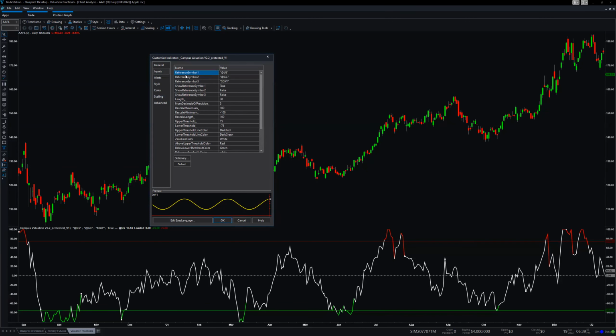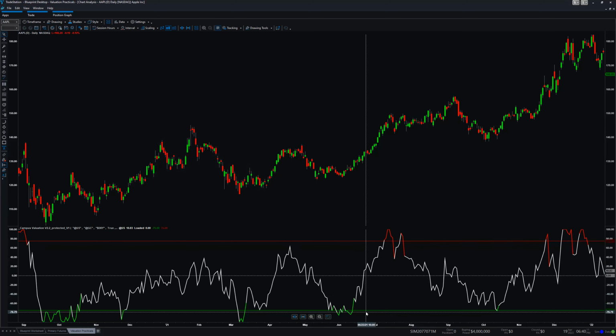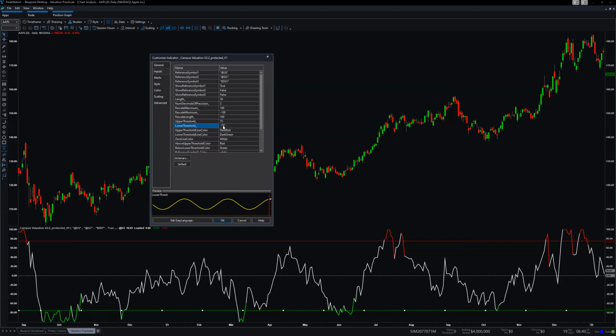Now we're looking at reference symbol 1 at US. We can see it also displayed here at US. And we're looking at a 30-day cycle right here. Okay, perfect. We have the upper threshold at 75%, the red line, and we have the lower threshold at -75%. These I could change as well. However, for the beginning and for the most part, you would leave them as is.